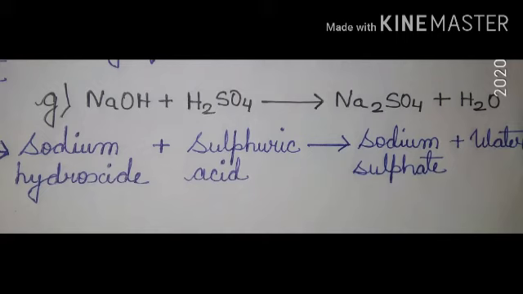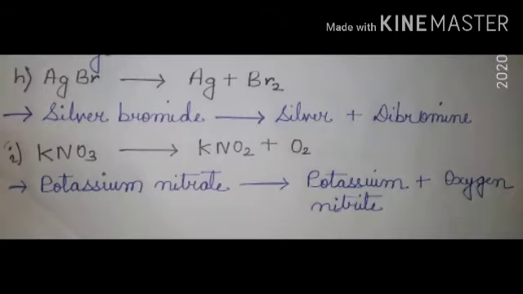Now the next is NaOH plus H2SO4 gives Na2SO4 plus H2O. Here NaOH is known as sodium hydroxide, which reacts with sulfuric acid to give sodium sulfate and water. Now the next is question number 8. AgBr gives Ag plus Br2. Here AgBr is silver bromide, which gives silver plus dibromine. Now the next question is KNO3 gives KNO2 plus O2. Here KNO3 is potassium nitrate and KNO2 is potassium nitrite, plus oxygen.